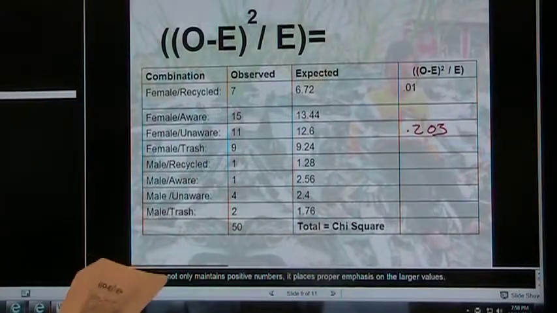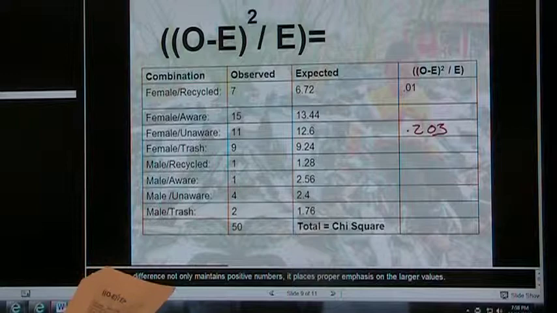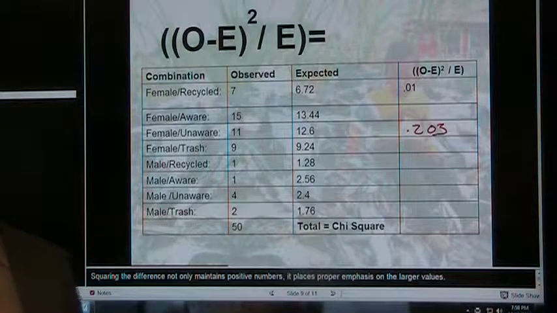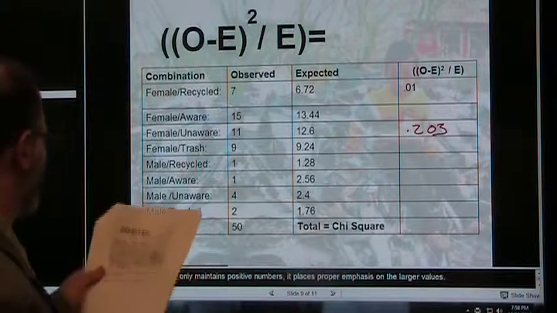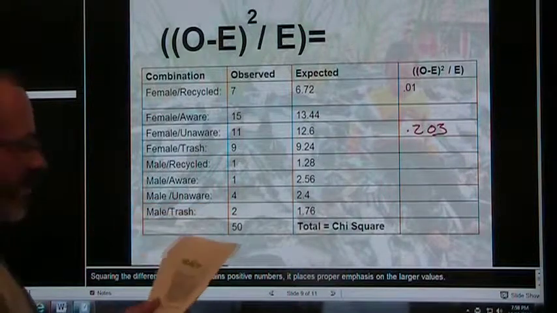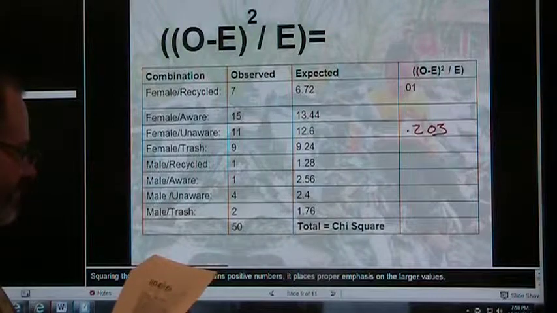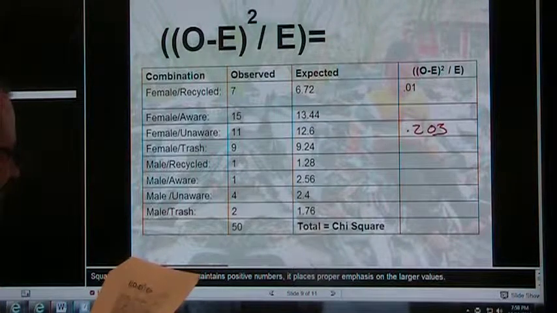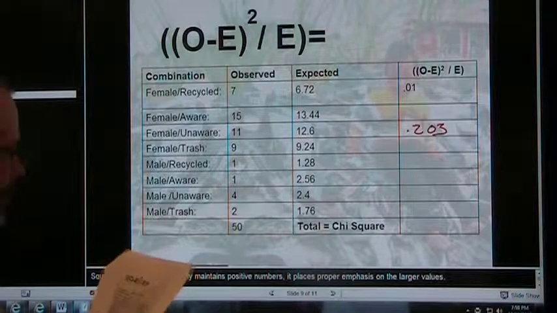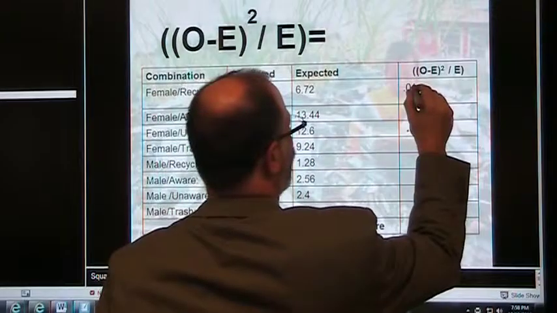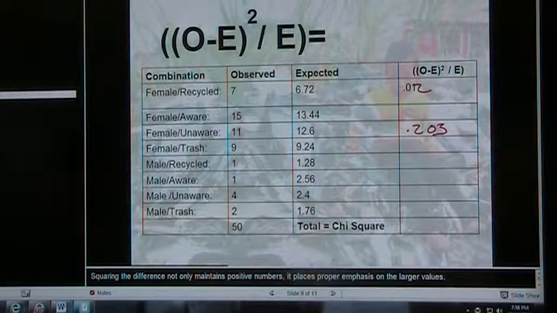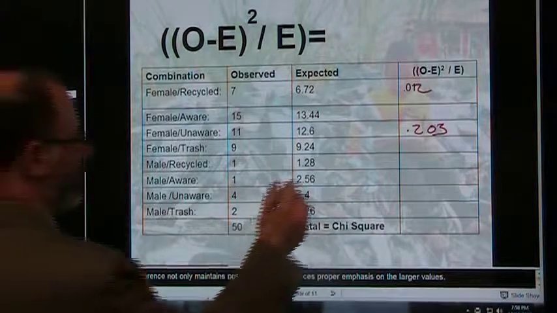You're doing female aware. Do you want us to keep going? No, I'll do the rest. And Greg, did you get yours? This is actually 0.012. Is it 0.006? Female trash.